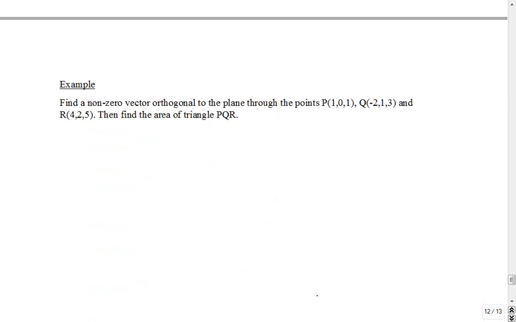Okay, is that the last page? There we go.